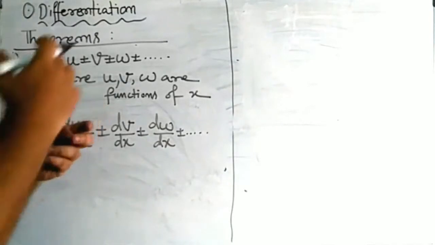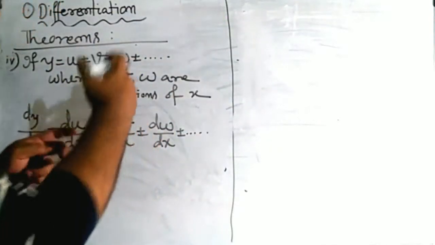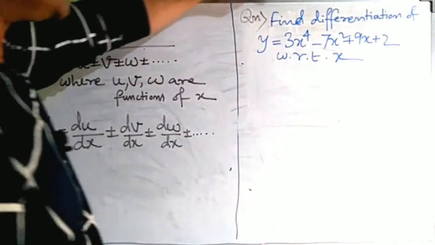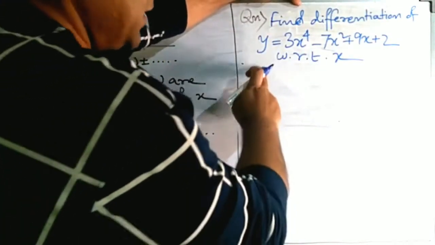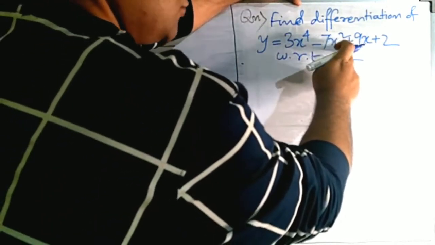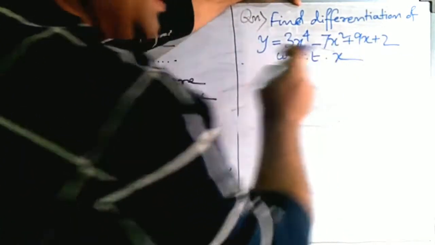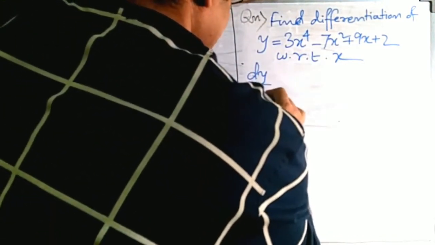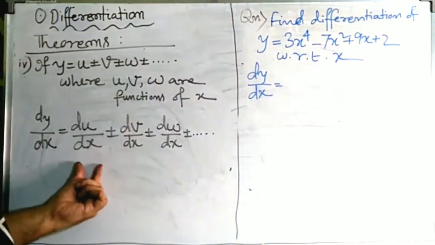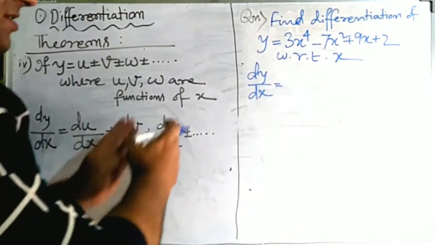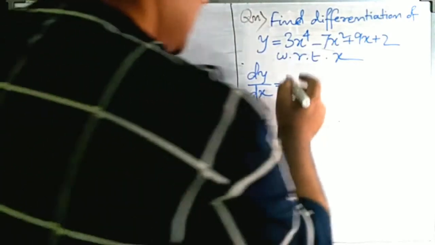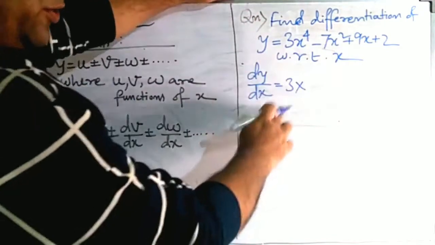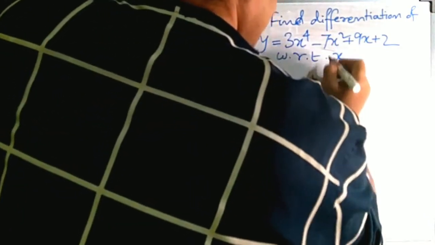To understand that, including the other theorems we have learned before, let's take up one example. Now take up this question. Find the differentiation of y is equal to 3x fourth minus 7x square plus 9x plus 2 with respect to x. So directly we can find dy by dx using this. Whatever is coming, we will find individual differentiations and go on adding, right? So dy by dx is 3 multiplied by x fourth. See, the constant term we took out, x fourth gives 4 x to the power 4 minus 1.